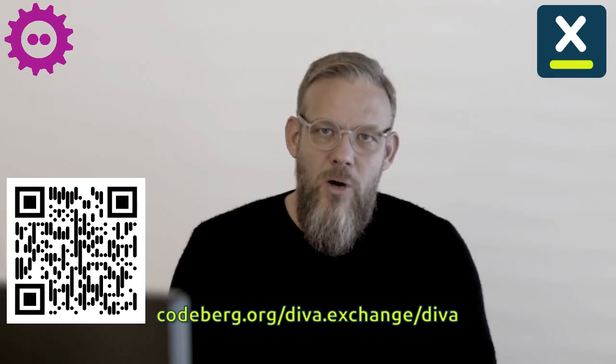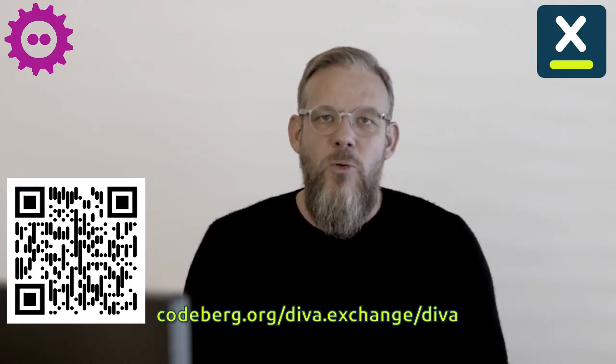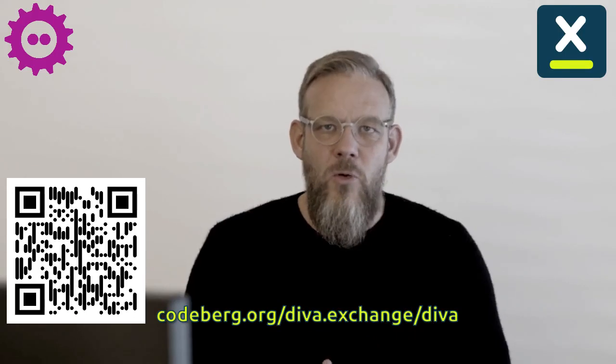You'll find our code on codeberg.org/diva.exchange/diva. This is a Git repository. Codeberg.org is very open source friendly, and they're an association in Germany. As we are an association in Switzerland, DIVA, there is Codeberg. All right, so please take a look at codeberg.org/diva.exchange/diva, sign up and give us some stars. Help us to develop the backend. We would really appreciate that.